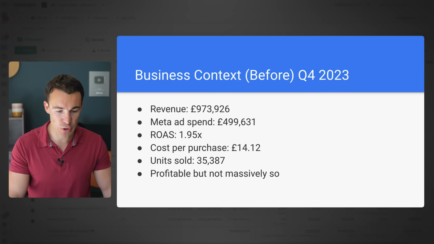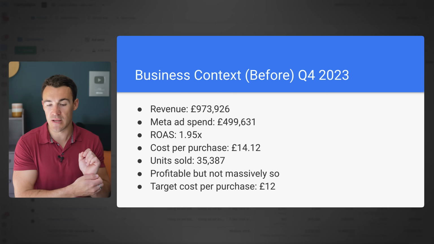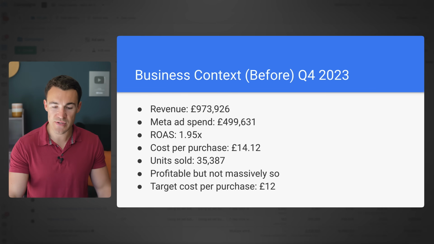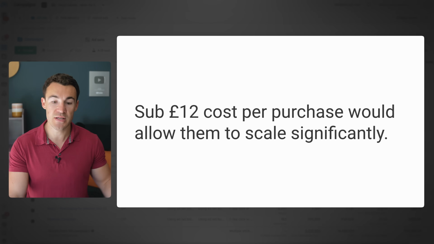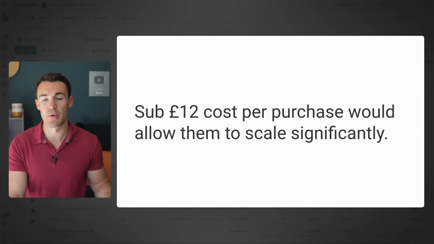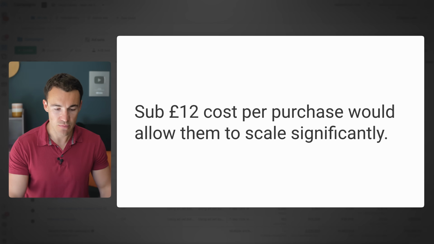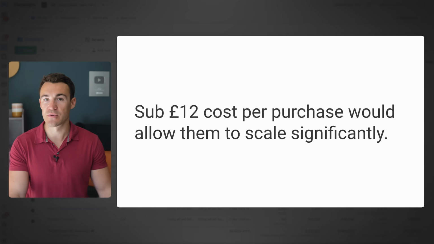Okay, but nothing special. Target cost per purchase. So you can see their cost per purchase during Q4 2023 was £14.12. Their target was £12. And this company really felt like, look, if we can just get a sub £12 cost per purchase, we'd be able to scale significantly, because that would be not just profitable, but profitable enough to be able to then absorb some extra costs. As you scale, things naturally get added in on the cost front. Any business that has been through a scaling process knows you have more people that don't necessarily drive direct sales, and costs add up.